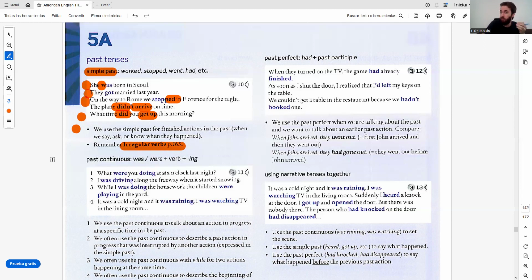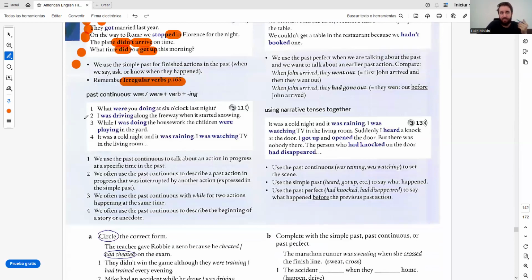Simple past is for events that are finished. This event is finished, it's done. Yesterday, last week, last year, on Christmas last year, when I was born, past. But sometimes we have past continuous. This is was, were, verb ing.